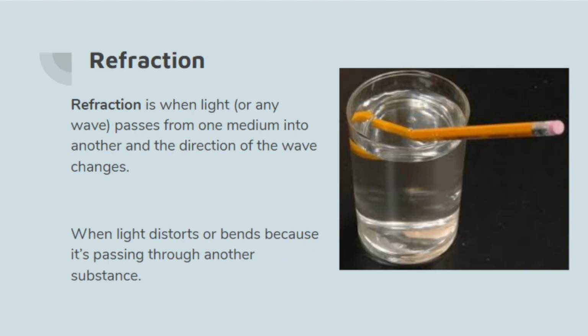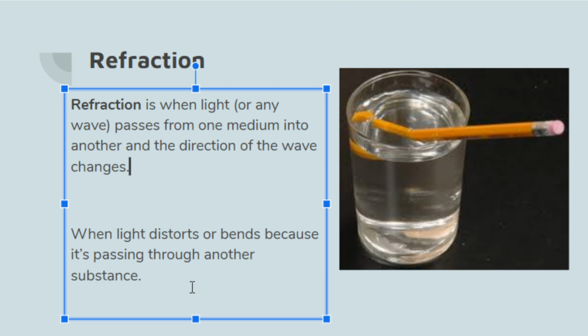And refraction. This is our other concept we're going to learn today. Refraction is when light, or any wave, but in this case we're talking about light, passes from one medium into another. And what I mean by medium is like air or water or oil. These are all mediums that waves can travel through. So when light passes from one medium into another, and the direction of the wave changes, that's what we're going to call refraction. That's our technical definition. I want you guys to kind of know that one. But a simpler way to think about it is when light distorts or bends because it's passing through another substance. That's kind of how I think about it.